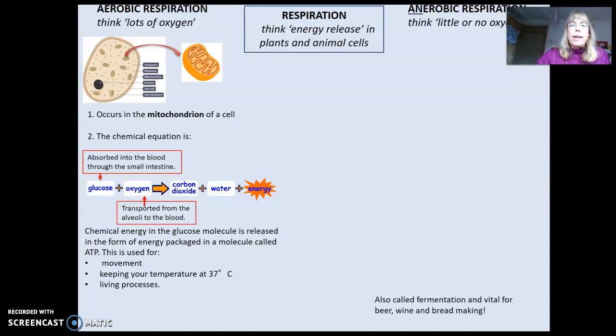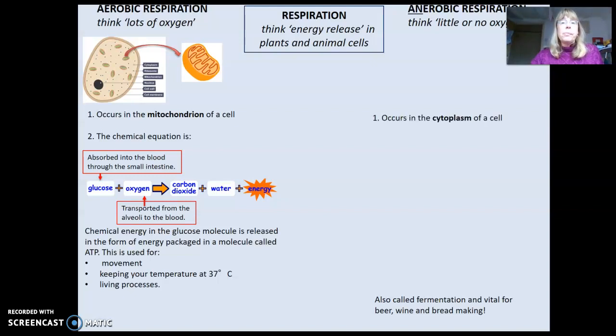For movement. As mammals, we need to keep our temperature at 37 degrees Celsius. You know how hard it is to keep a fire burning. It takes a lot of energy. And of course, all living processes require respiration, require energy. So this is so vital. But what happens when we don't quite have enough oxygen, or in fact, we're not getting enough oxygen to our cells in time? That's when we go into anaerobic respiration.